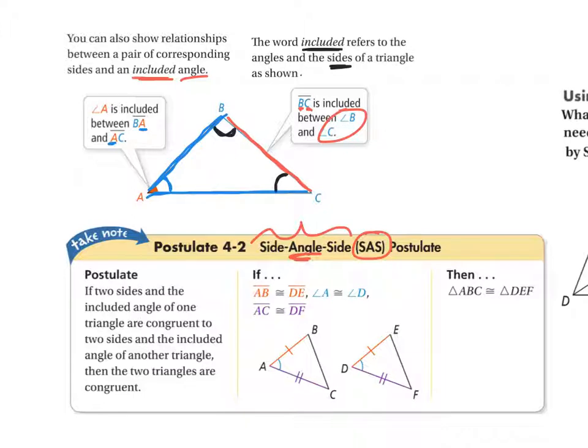So side angle side deals with two sides and the angle in between them, the included angle. And so if we have that information, then we know that our two triangles are congruent.